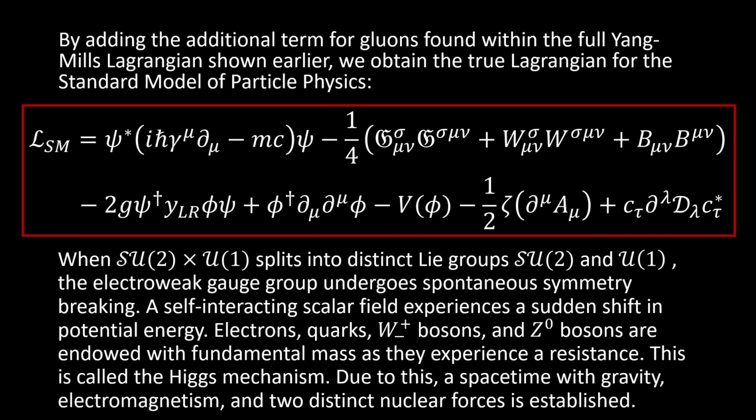When SU2 cross U1 splits into distinct Lie groups SU2 and U1, the electroweak gauge group undergoes spontaneous symmetry breaking, as we call it. A self-interacting scalar field experiences a sudden shift in potential energy. Electrons, quarks, W+ bosons, and Z bosons are endowed with fundamental mass as they experience a resistance against their default speed of c in a vacuum. This is called the Higgs mechanism. Due to this, a spacetime with gravity, electromagnetism, and two distinct nuclear forces is established.